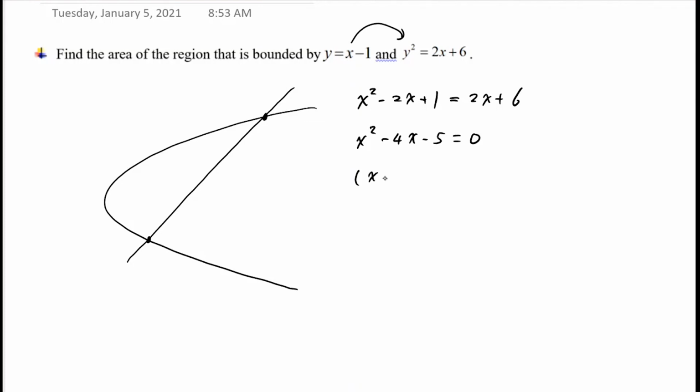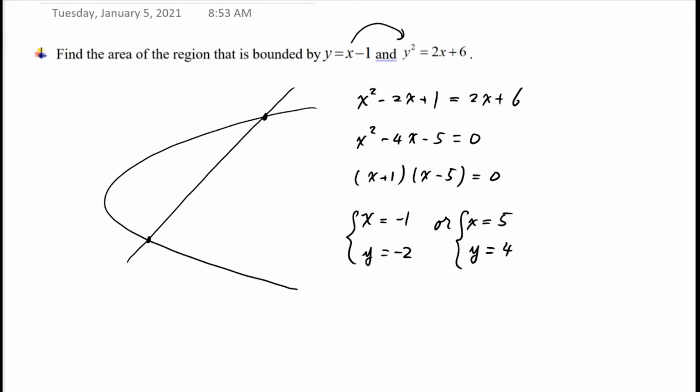That factors nicely, x plus 1 and x minus 5 is equal to 0. Therefore, x is equal to -1 or x is equal to 5. Now we have to find the corresponding y values, and that, of course, we'll use this one. So y is equal to -2 or y is equal to 4. These 2. Perfectly good, no problem, nice review. Yeah, everything happens for a reason.